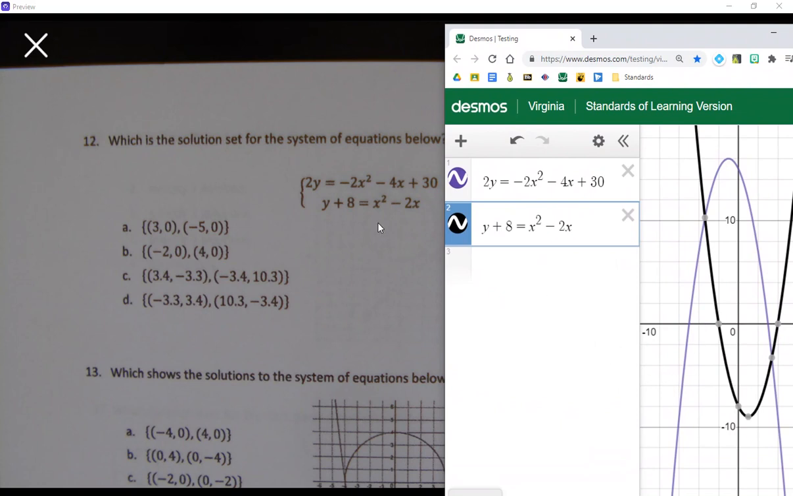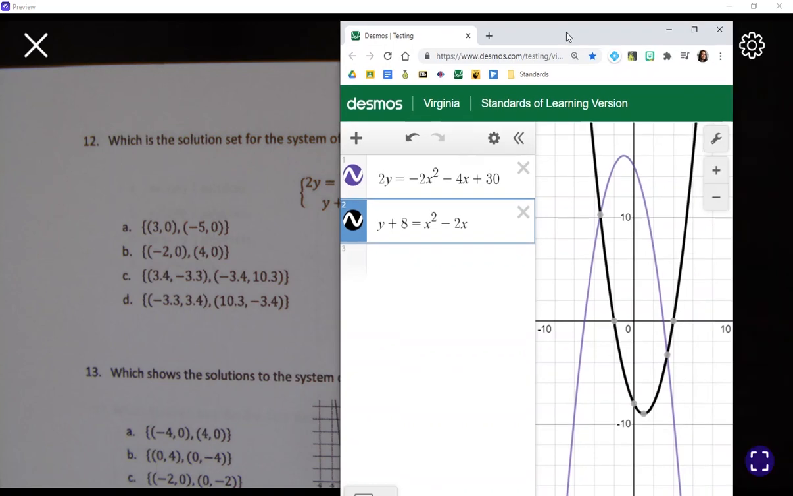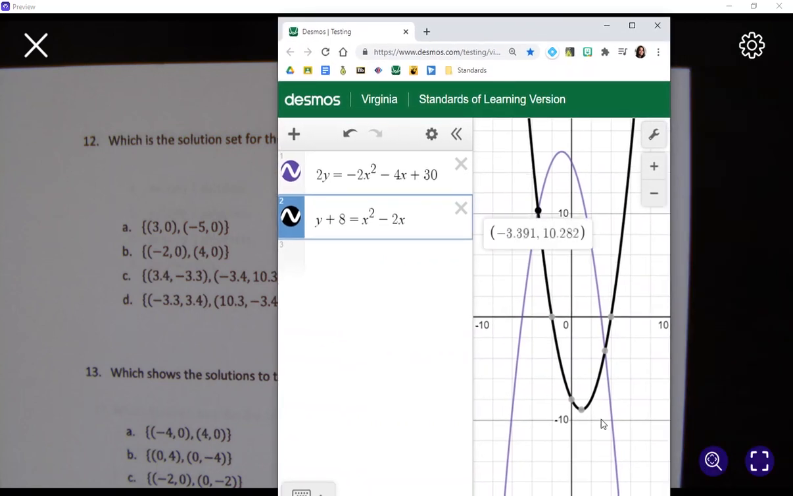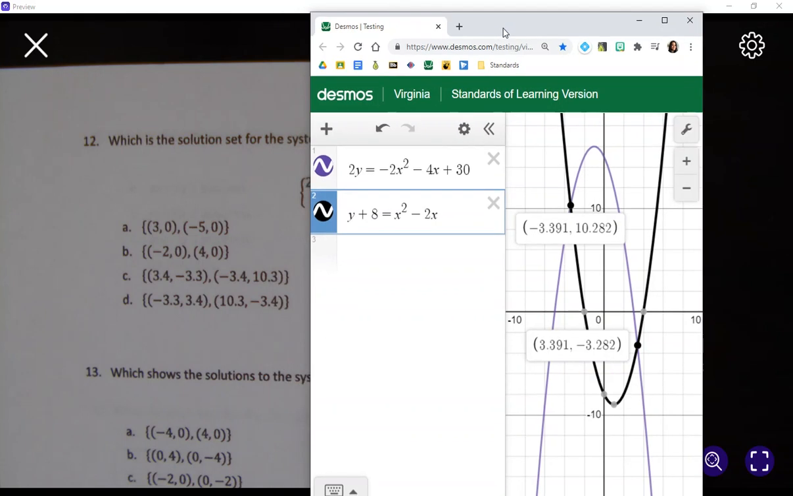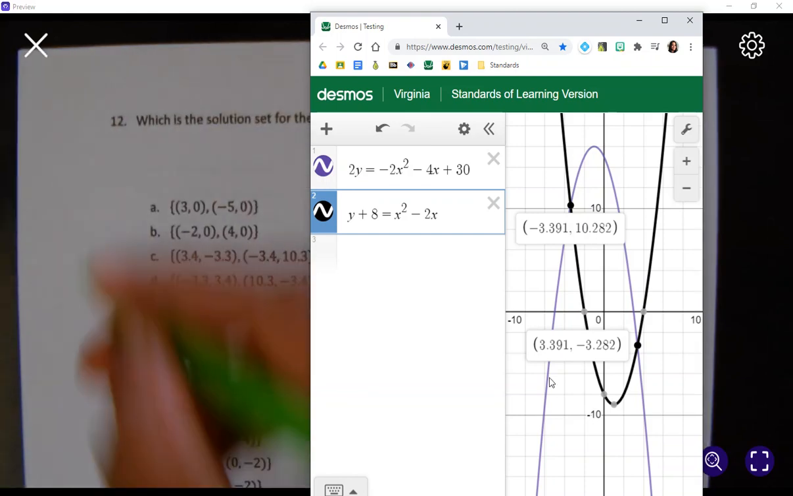And once you have graphed it, you just make sure everything looks okay. And then you're going to see where they cross each other. So they cross each other here and here, the purple and the black graph over here. So negative 3.3, and, yeah, it's right here. Negative 3.4 and 10.3 right here. And then this one is 3.4 and then negative 3.3. Yeah, answer choice is C.